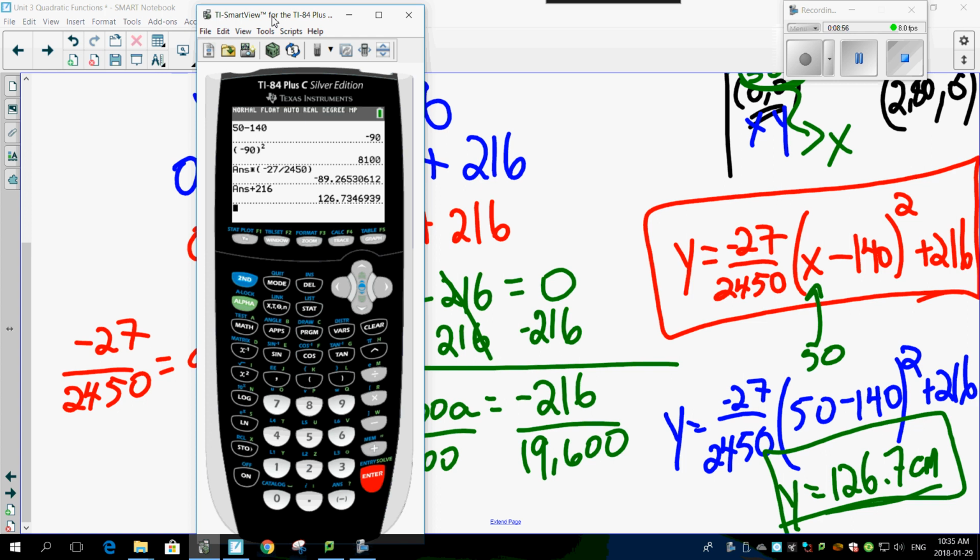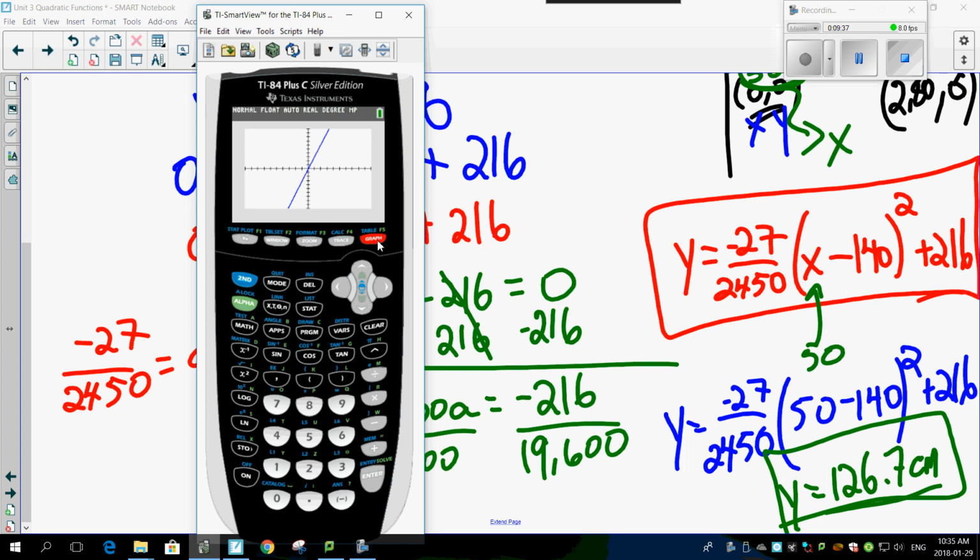But I'm going to go back to my y equals and actually plot that equation in red into my calculator. So here we go. Bracket minus 27 divided by 2450. There's your A value, bracket. Now I'm going to need another bracket here, and it's x minus 140, bracket squared. Look how complicated this looks, right? We're almost done. Plus 216. Now, there's the formula just as we determined it. And if I graph this, watch what happens.